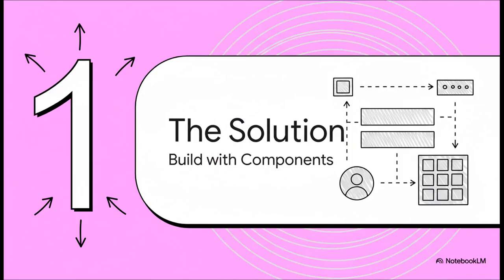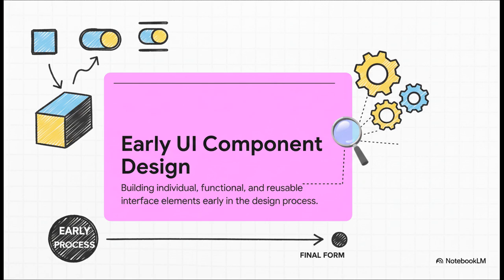So how do we get over to that systematic, professional side of the street? Well, the answer is actually really elegant, and it's incredibly powerful. You start building with design components. This right here is the game changer. Now, what's so interesting here is the definition itself, early UI component design. It's not about making everything look perfect right from the get-go. No, it's the practice of building individual, functional, and, this is the key, reusable pieces of your interface early in the process. We're talking about function over final form, at least for now.